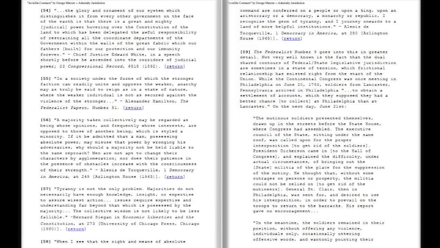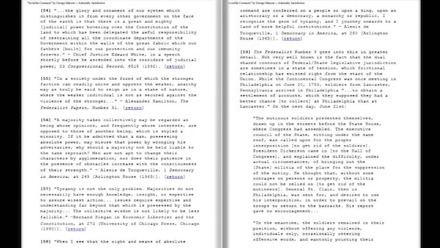Return. 57. Tyranny is not the only problem. Majorities do not necessarily have enough knowledge, insight, or expertise to assure wisest action. Issues require expertise and understanding far beyond that which is possessed by the majority. The collective wisdom is not likely to be less fallible. Bernard Siegan, Economic Liberties and the Constitution, at 273, University of Chicago Press, Chicago.